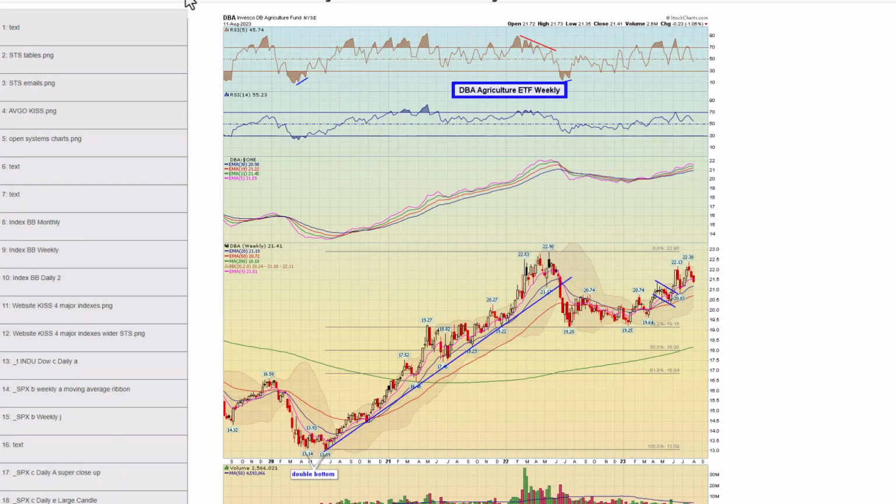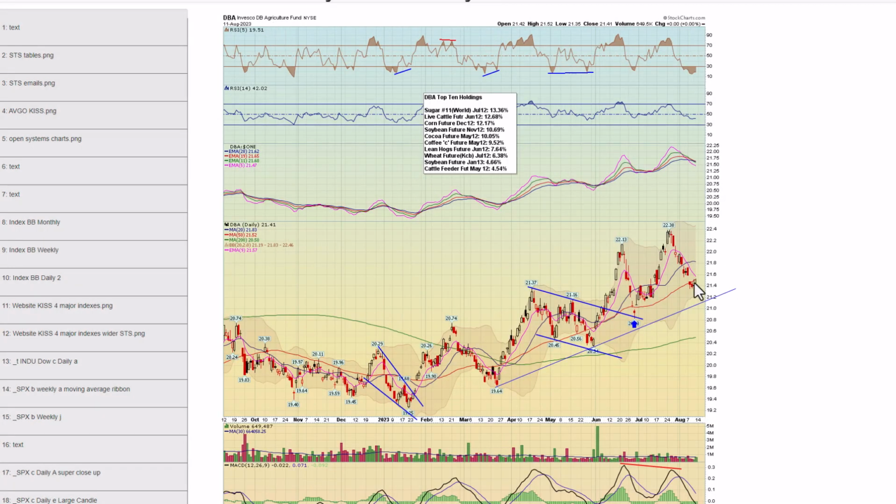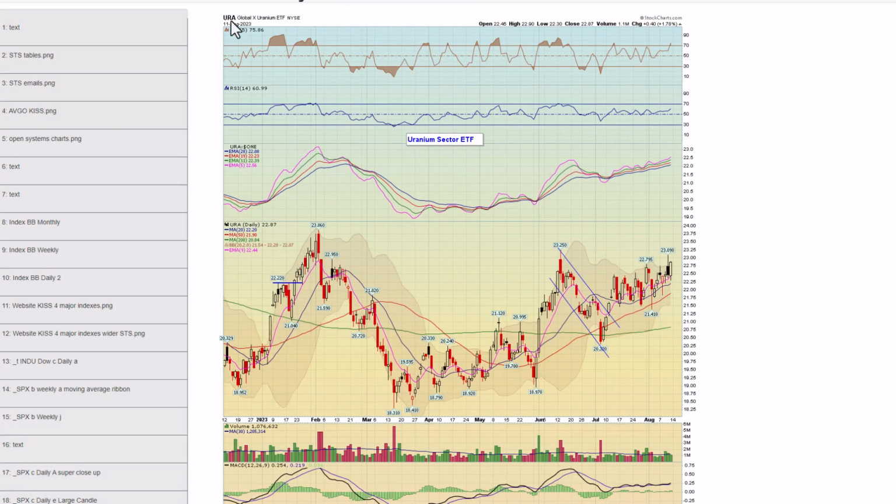Next, chart 84, DBA agriculture, nice pullback so far. Next, chart 85, there's the daily, below the 50-day moving average here. Here's an uptrend line to monitor. Next, chart 86, uranium ETF.